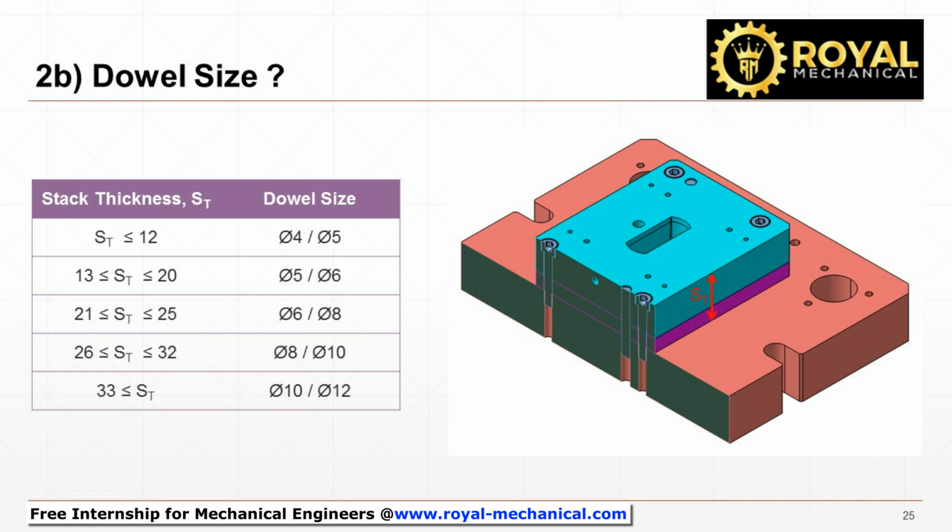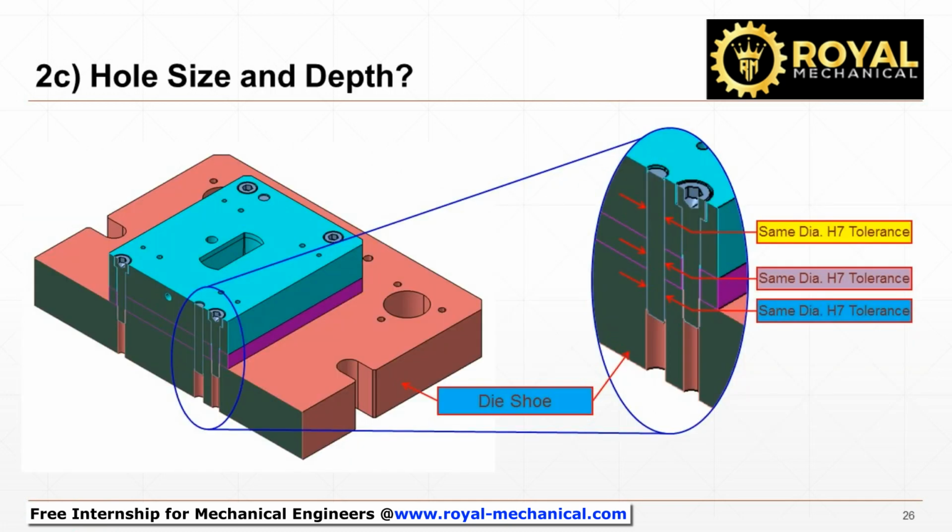How do we decide the size of the dowel? We will use the same rule of thumb which we had used for deciding the screw size. How do we decide the hole size for the dowels? The hole size will be the same as the dowel size. We need to provide either a press fit or a transition fit. Hence the hole diameter will have a tolerance of H7.